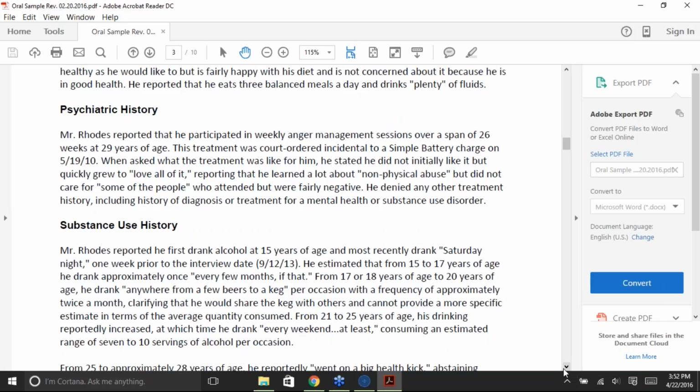Mr. Rhodes reported that he first drank alcohol at 15 years of age.